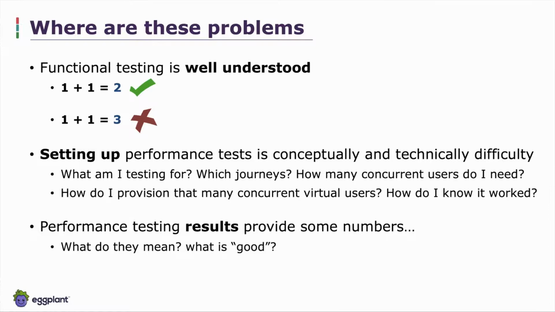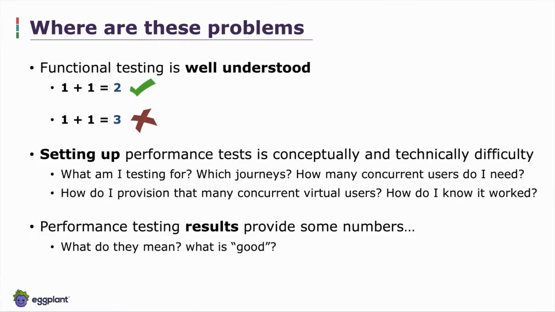But setting up performance tests, there's a couple of problems with that. One is that it's conceptually more difficult: what am I actually testing? And then also it's technically difficult because I'm not simply running my 1 and 1 is 2. I need to know what I'm testing for. I need to know the definition of the test, of the journeys I want to test. How many concurrent users do I need to run? And then also, how do I provision that?